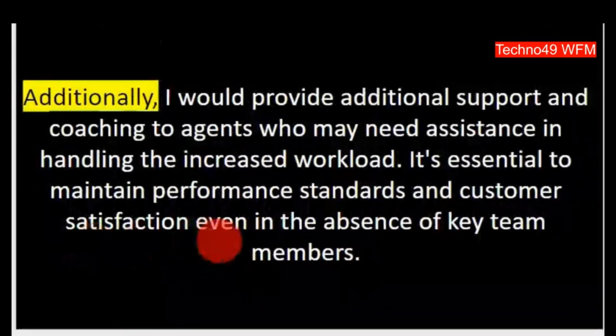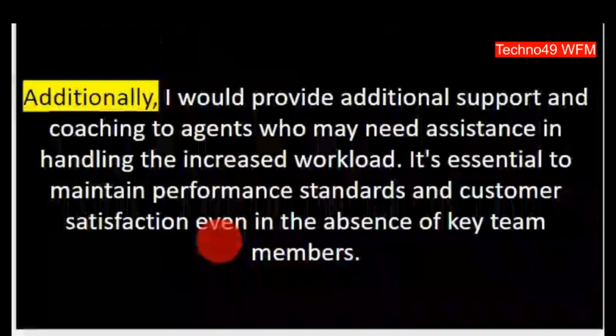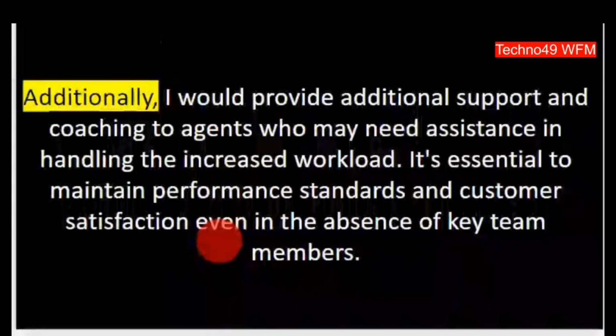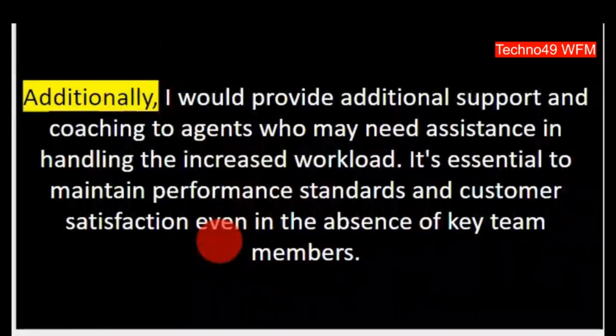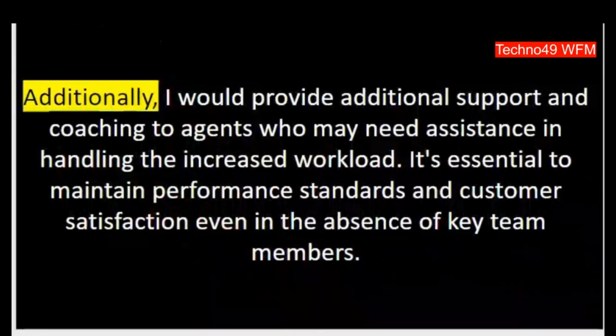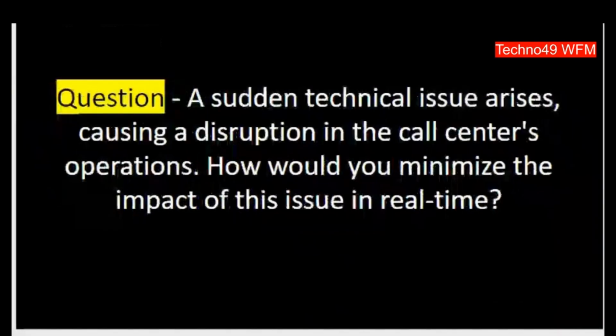And then additionally, you can also provide support and coaching to the agents who need it, to increase their customer satisfaction score. Generally, when agents are absent, the existing agents will have a higher workload. In that scenario, you can provide some kind of incentives or appreciation to them. This will definitely help boost the morale of the employees also.